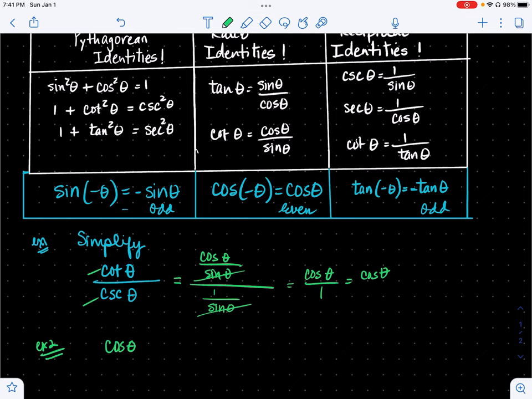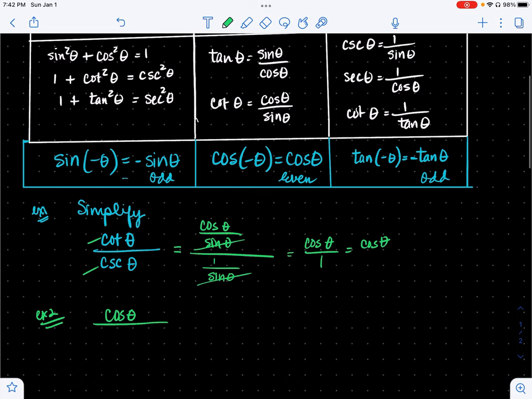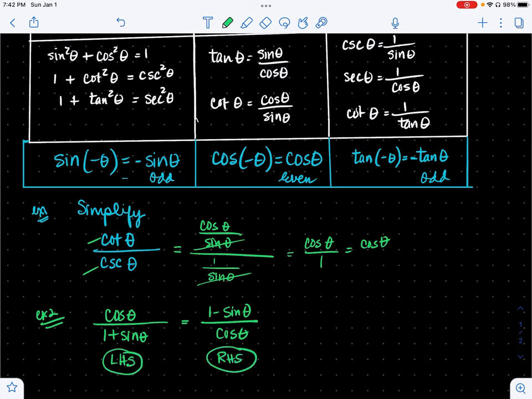This one's slightly different. This one says, prove that cosine over 1 plus sine theta is equivalent to 1 minus sine theta over cosine theta. So we have to prove this. Now notice this, there's a left-hand side to this, and then there is a right-hand side to this, correct? Which was not the case in the previous example.